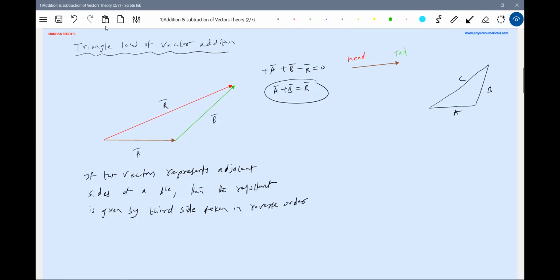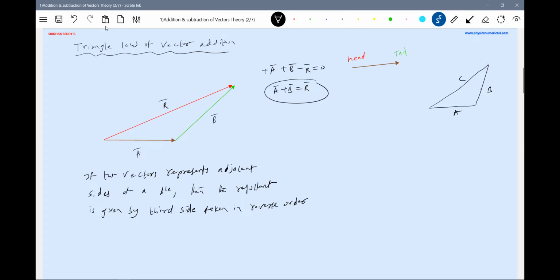So how to get the resultant? You should draw the vector. How should it be directed? The resultant vector should be from the tail of the first vector to the head of the second vector. This is what the law says. This is very important, though it is something very simple. Almost in all our physics, whenever we come across a concept, we will be using this triangle law of vector addition. Very easy. Easily we can predict the resultant of two vectors.